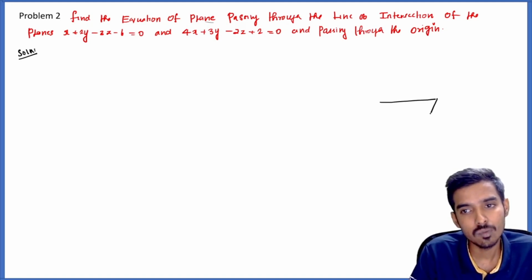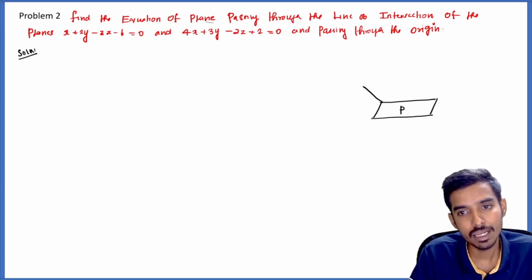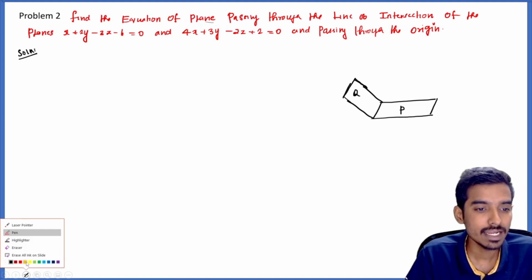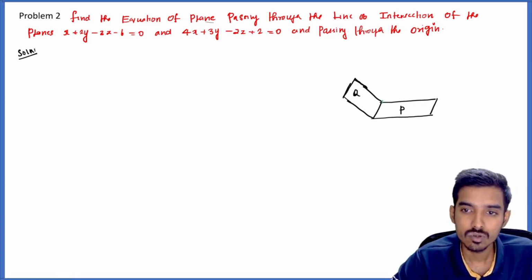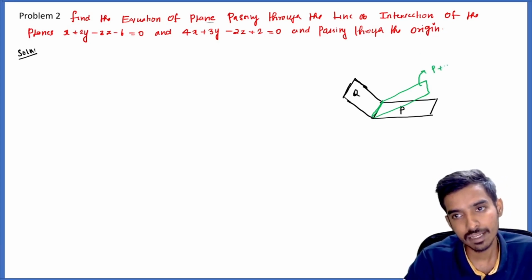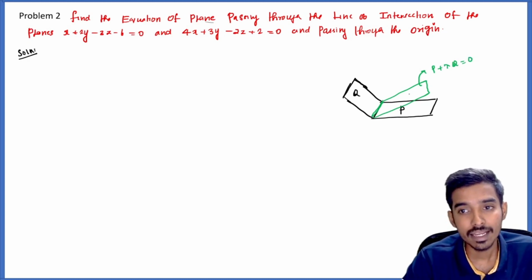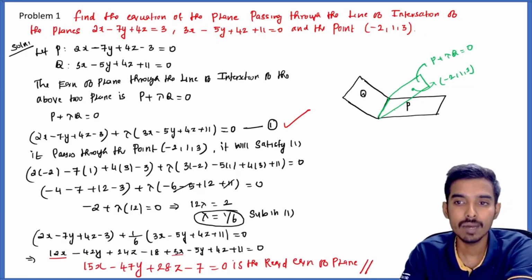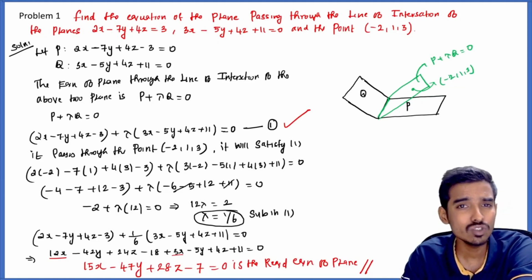We have two planes P and Q. This is our first plane P and this is the second plane Q, right? Now you need to find a plane through the line of intersection of these two planes. So you need to find a plane. That plane should contain the line of intersection of these two planes. This is the required equation, right? And we know the equation of this plane is P plus lambda Q is equal to 0. And it is passing through the point 0, 0, 0. In the previous problem, it is passing through the point minus 2, 1, 3. They have given this to find the value of lambda, right?